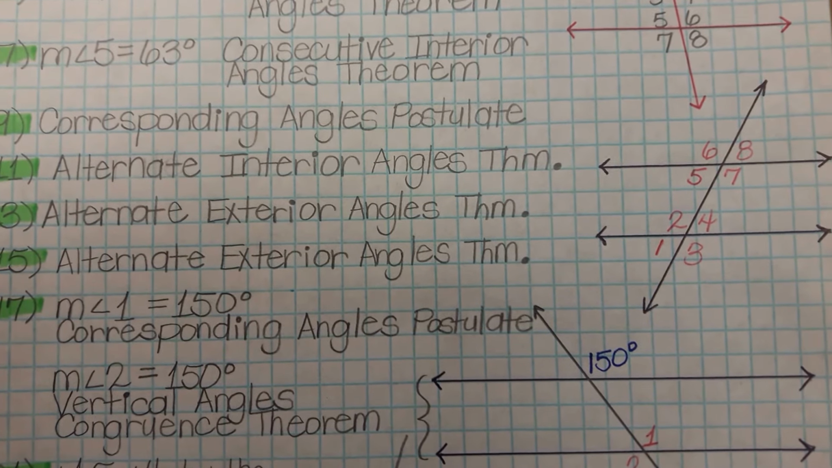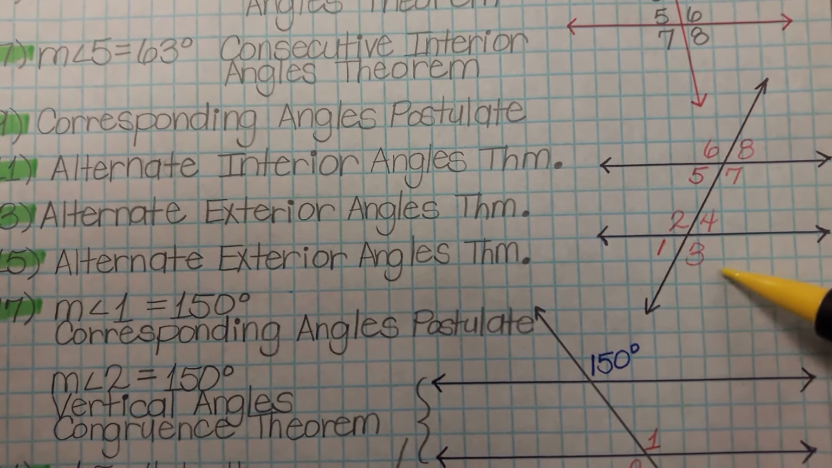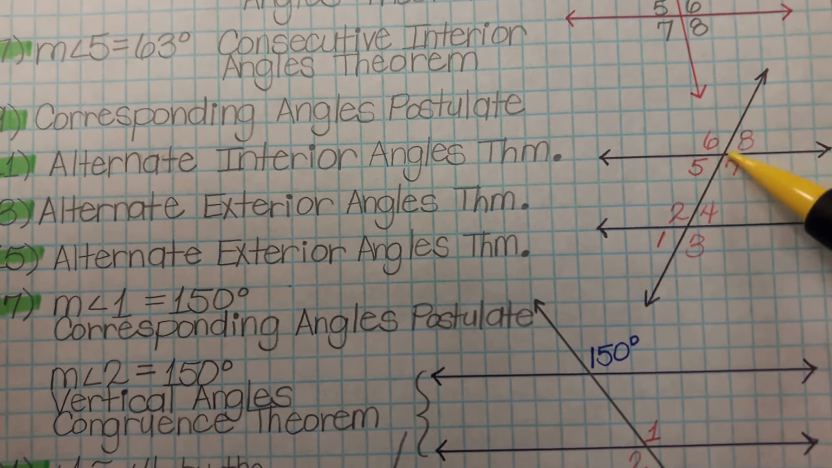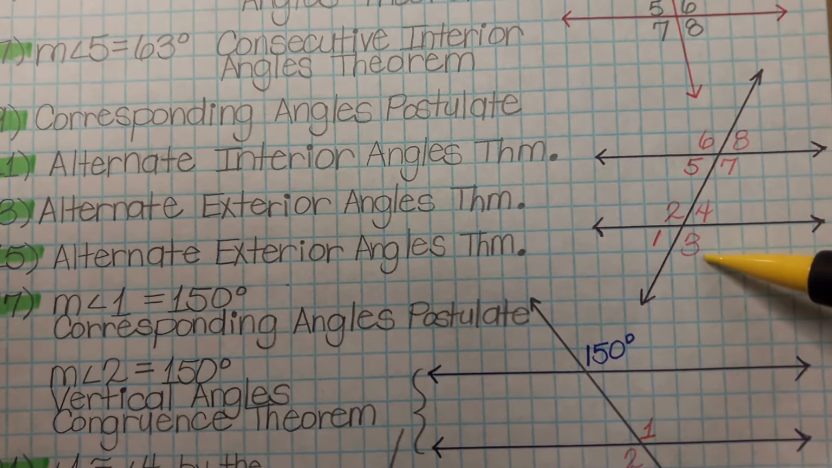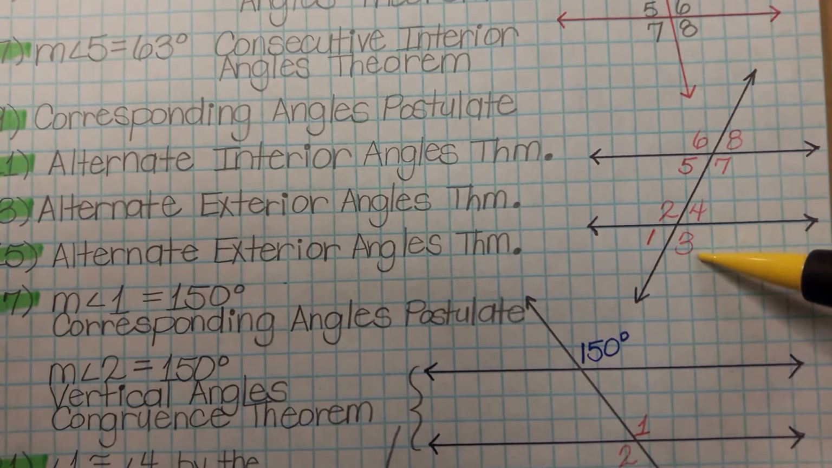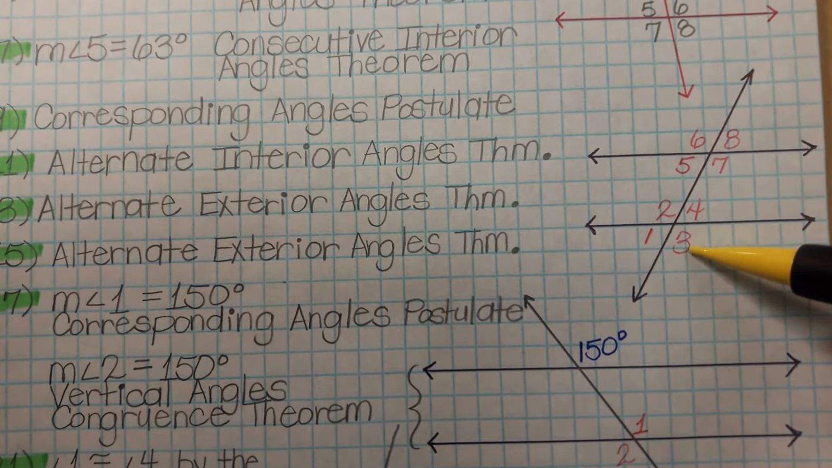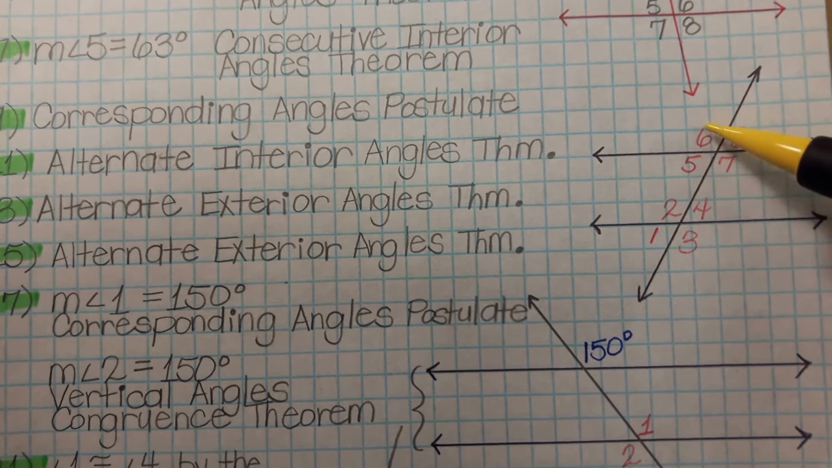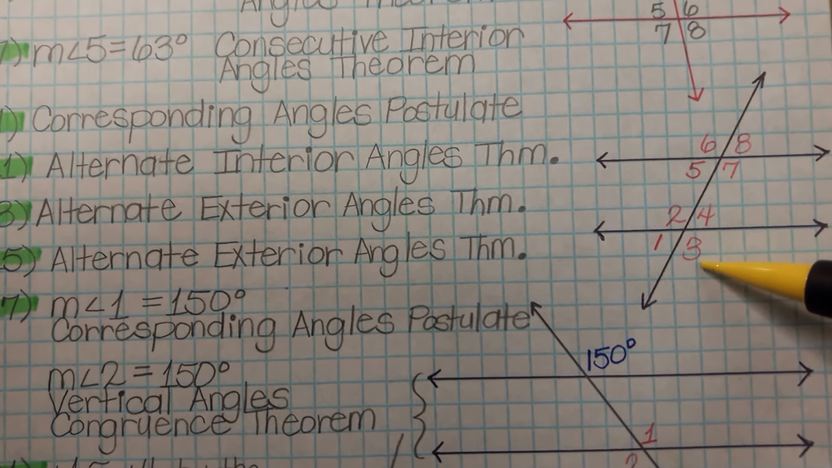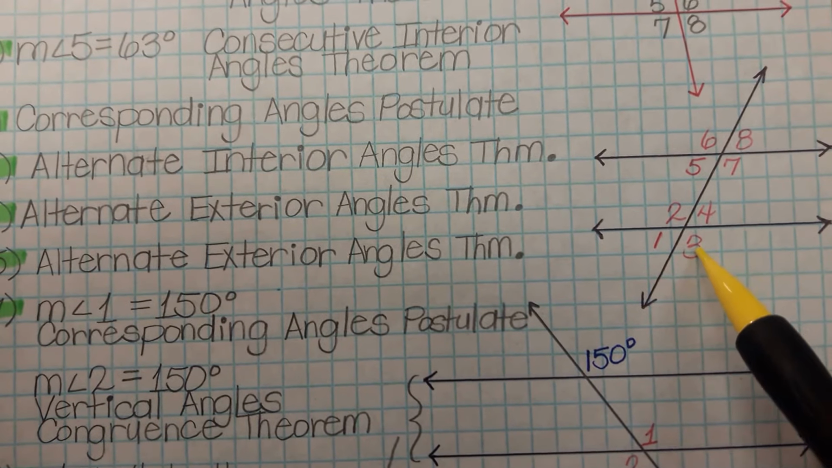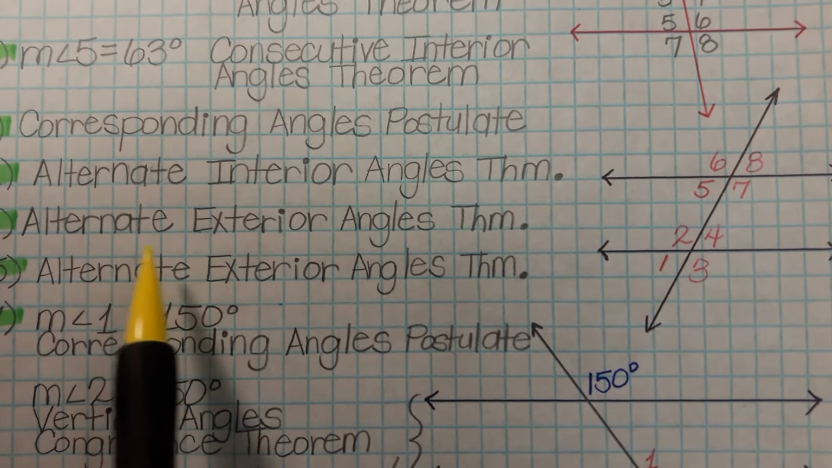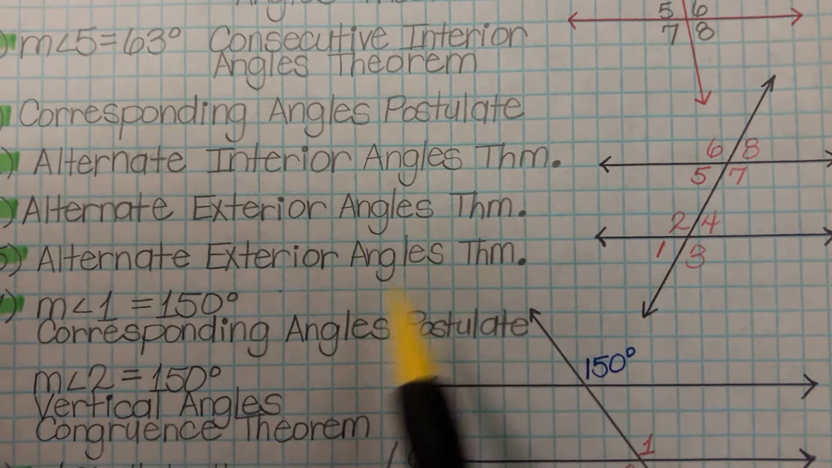Number 13, I'm looking at angle 3 and angle 6. Again, they're on opposite sides of the transversal. That makes them alternate. They're also on the outside of the parallel lines. So these are alternate exterior angles. For 13, my answer: angle 3 is congruent to angle 6 by the alternate exterior angle theorem.